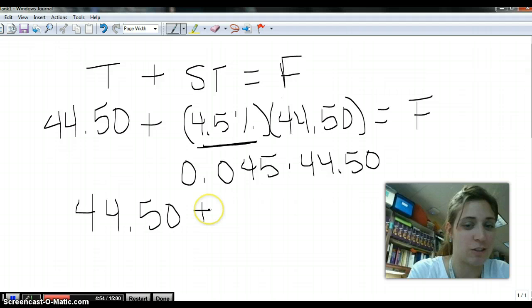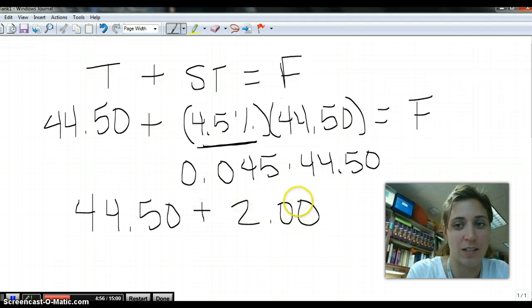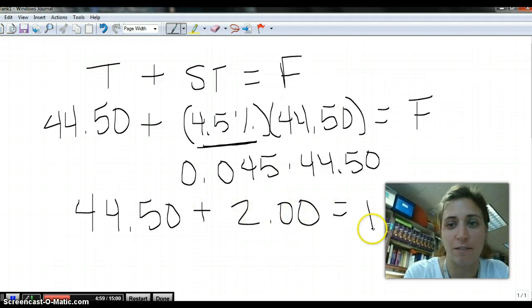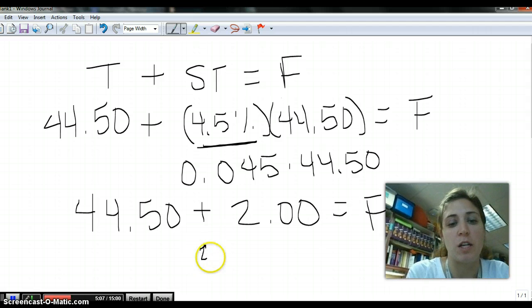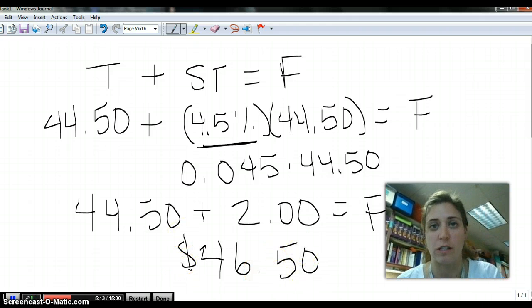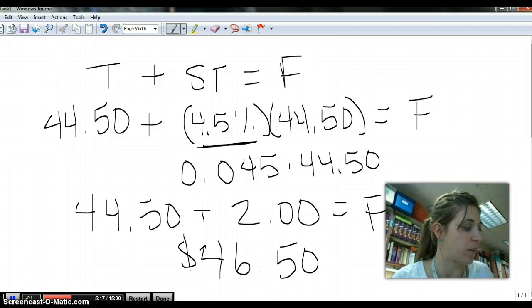So I'm just going to round that to $2 because in your stores, when you guys go shopping, you don't necessarily have all those tenths of a penny and all that stuff. So now I've got my total price of my jeans plus my $2 that I'm spending on my sales tax is going to be my total. So my total is going to be $46.50 for the price of my jeans. So sales tax is added on. You're adding that on. All right, now let's take a look at number 4.